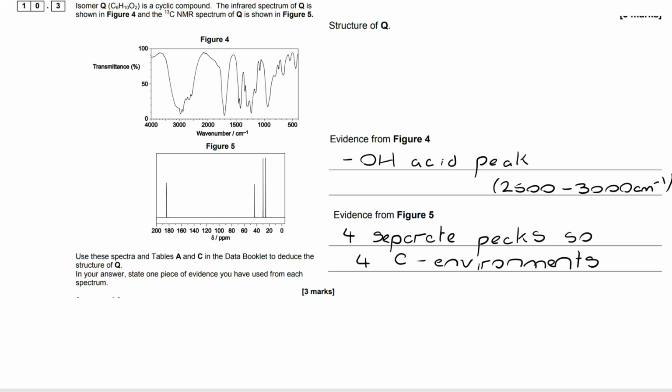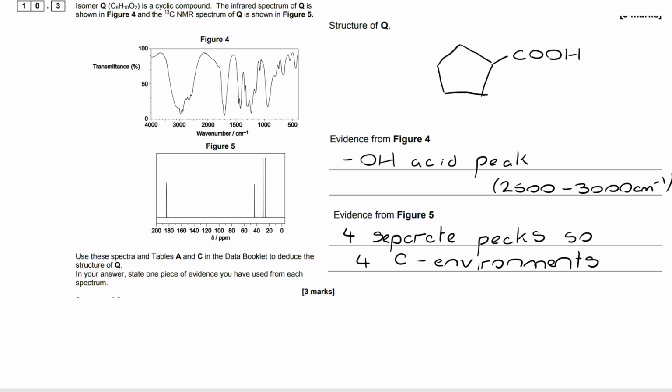On figure 5, on the carbon-13 NMR, we've got 4 different peaks. So we've got 4 different carbon environments. So from there, we've got to try to work out what the structure will be. Well, if I know that there's a COOH and I know it's cyclic, let's start by taking the COOH and having it branch off the chain.